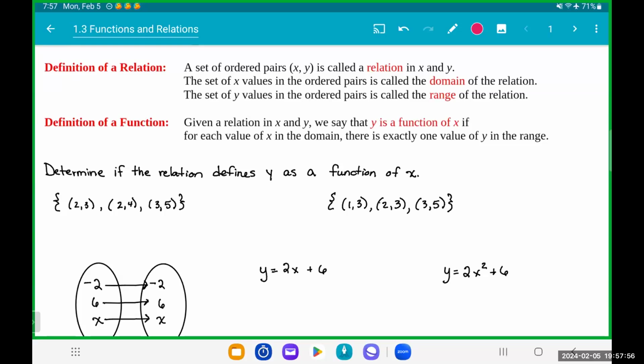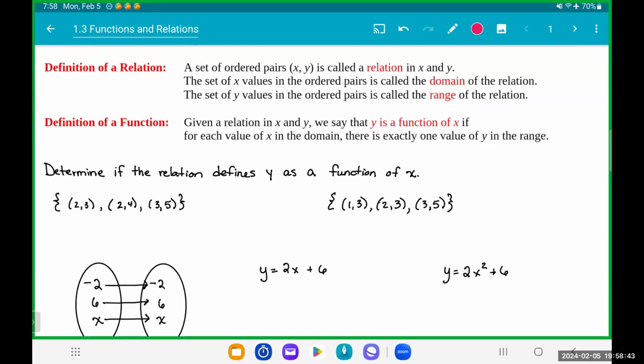Okay. And then the definition of a function is really just, given that we have this ordered pair, we say that y is a function of x. You think of that because our x is our input, our y is our output. And so we can determine that if for each value of x in the domain, there can only be one y value in the range. Otherwise, it is not a function, okay? So every x has to have only one y.